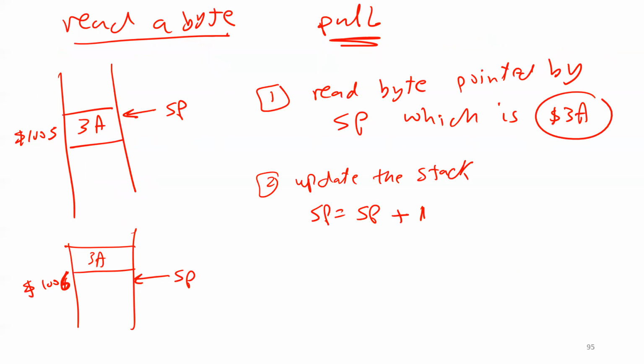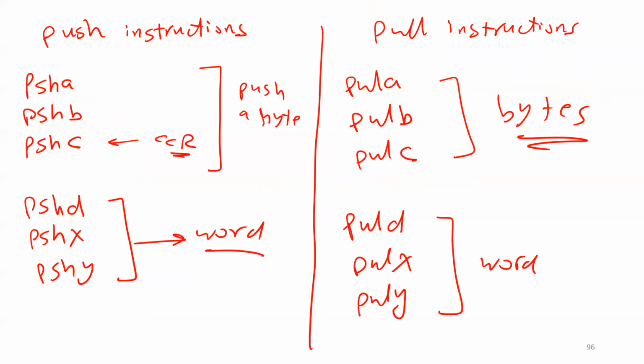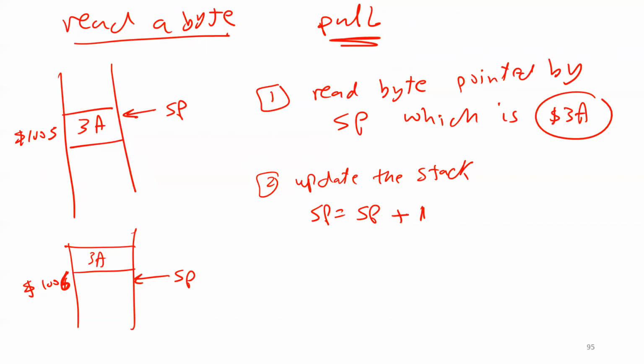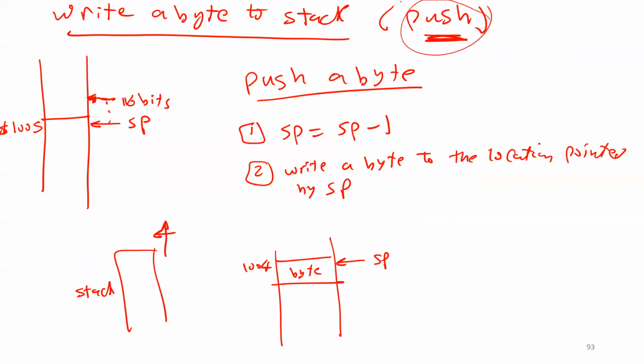So how can I read a byte from the stack? By the way, if you wanna read a byte from the stack, I'm not gonna use the word read anymore. Usually the term we use is pull. When you write to the stack, we don't use the word write, we use the word push. So now we have two new words, push and pull. Push means I'm gonna write to the stack, I'm gonna put a plate, right? Pull means I'm gonna read from the stack.